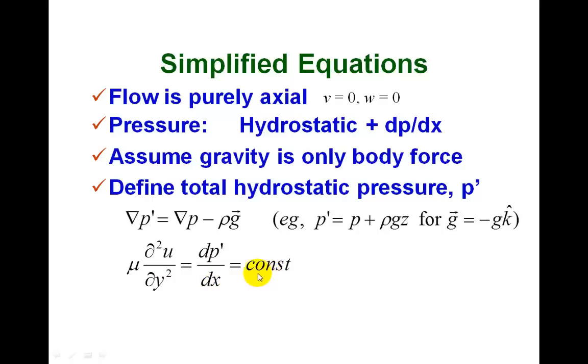It could only vary with x, but u doesn't vary with x. So this is now an ordinary differential equation, and we can integrate it twice. So with that second integration, we get the following. We get 1 over 2 mu, the pressure gradient dp dx times y squared, and then we've got constant c1 times y, constant c0.